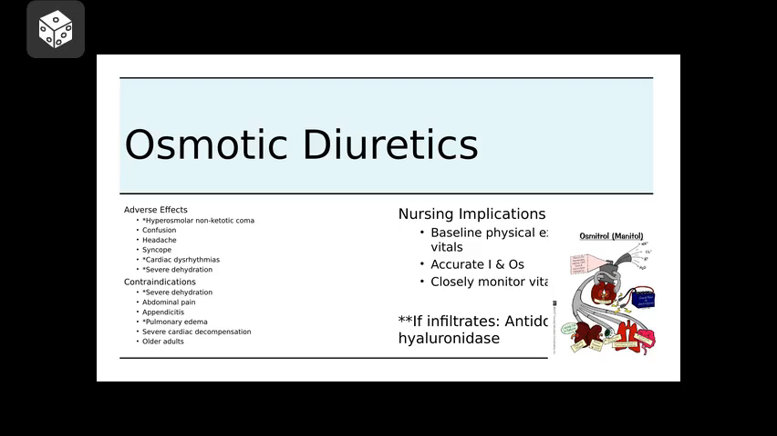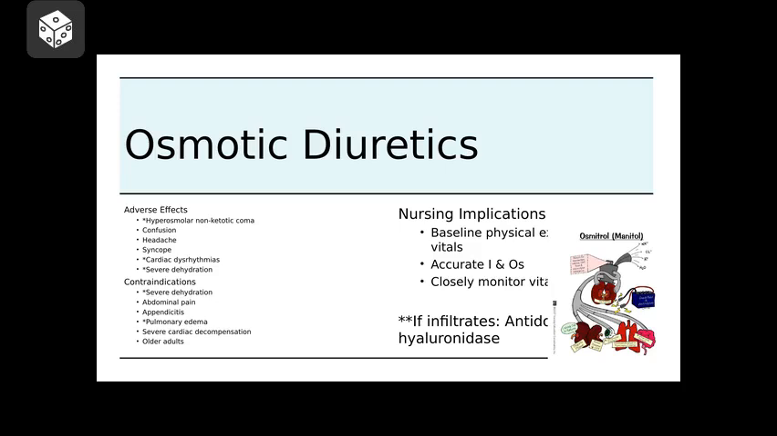Some contraindications for this medication include if the patient is already dehydrated, you don't want to give this medication. If your patient has severe pulmonary edema or heart failure, or is an older adult, you want to avoid giving this medication because it's pretty serious. As far as our nursing implications, you want to make sure that we are monitoring our labs really closely, that we're monitoring our vitals. We can have serious hypotension and dehydration happen pretty quickly with this medication, so keep a close eye on those I&Os.